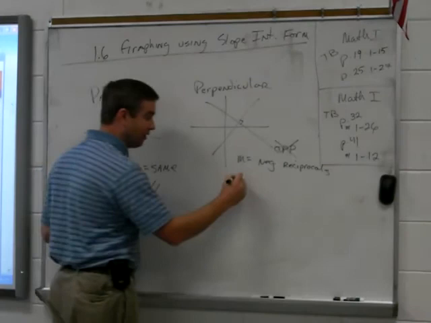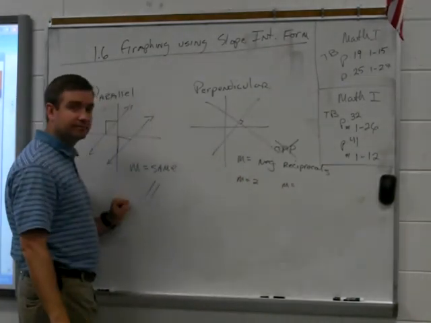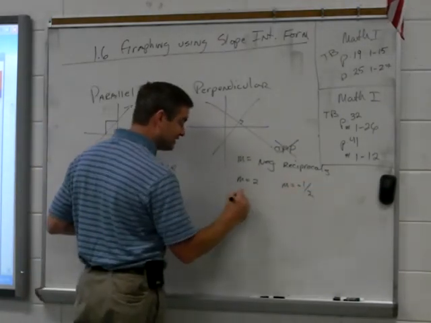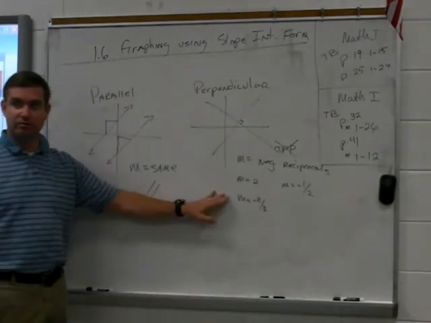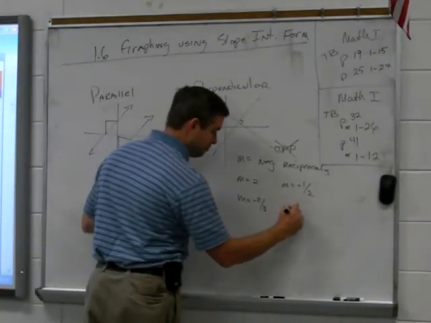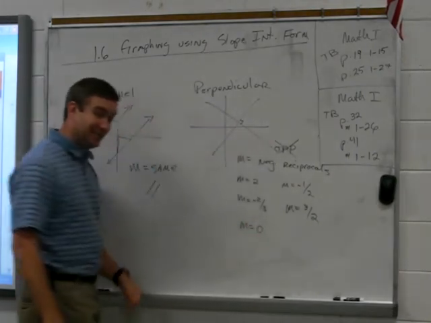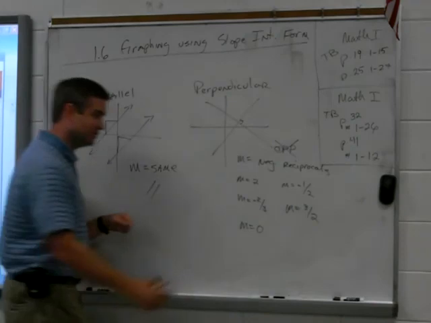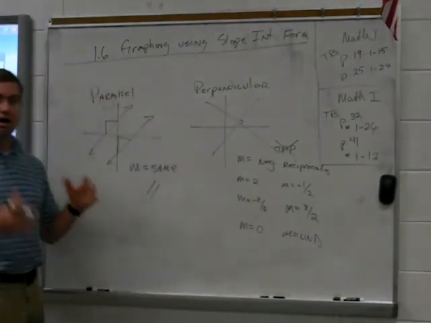Negative reciprocals. For example, if one of them's 2, then what's the other one going to do? Negative what? 1/2. You change the sign and flip it. How about negative 2/3? If one of them was negative 2/3, what would the other one be? Positive 3/2. All right, I'll try to trip you up. What if one of them was 0? What would the other one be? Undefined. Very good. But 0 can't be on the bottom. So they are negative reciprocals.